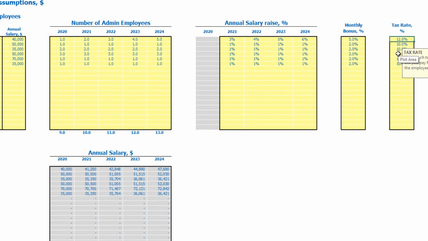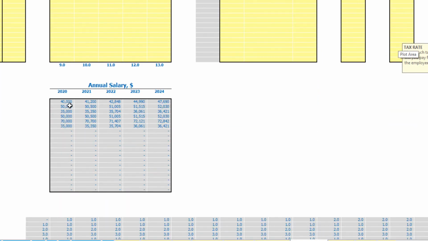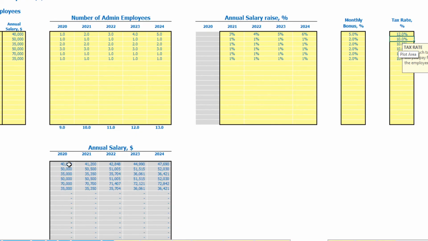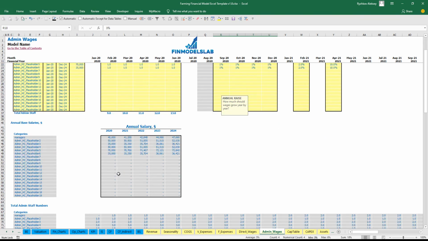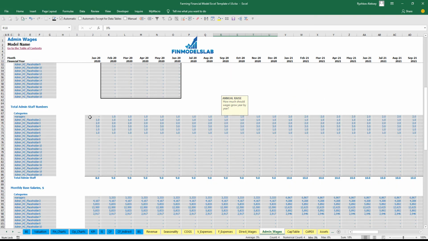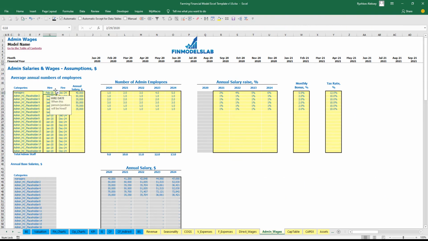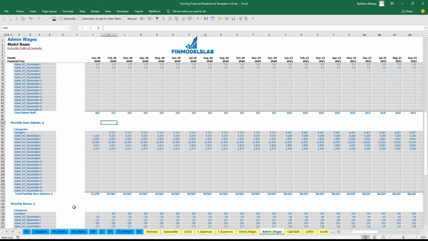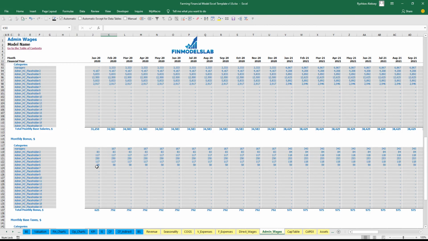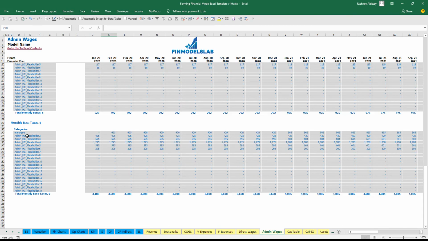for example 12. Below you may see the calculation of annual salary, depends on the annual salary for the base year and for the annual salary rise. Also here you can see the calculation of number of headcounts. It starts in February because we set up February start of hire. Here you can have monthly base salaries, monthly bonus calculation, and monthly base taxes, which is payroll taxes.